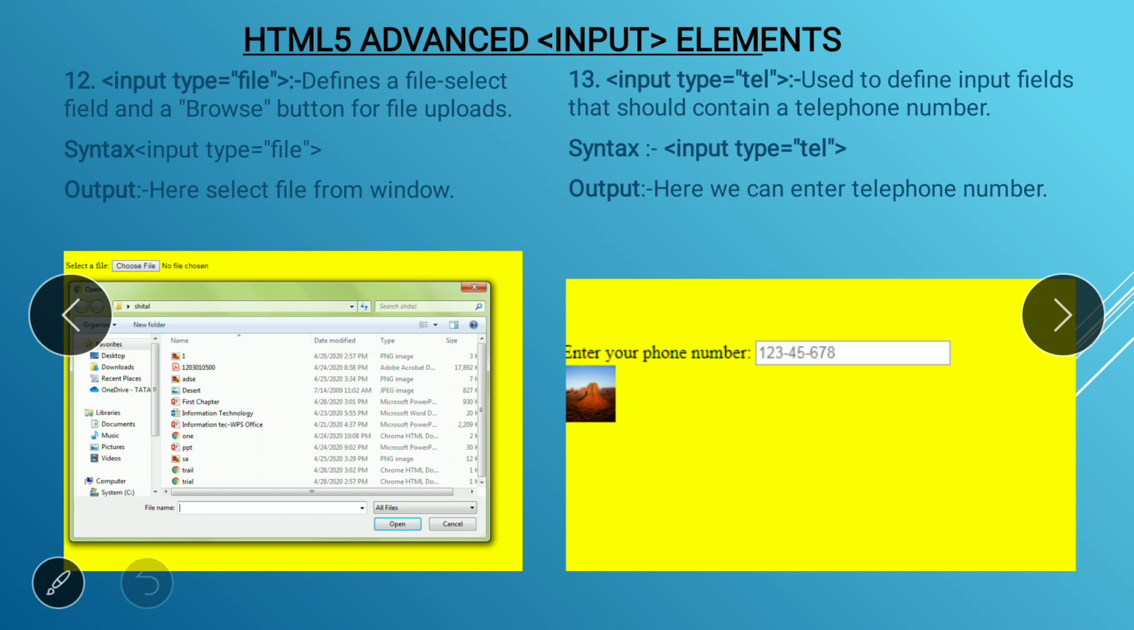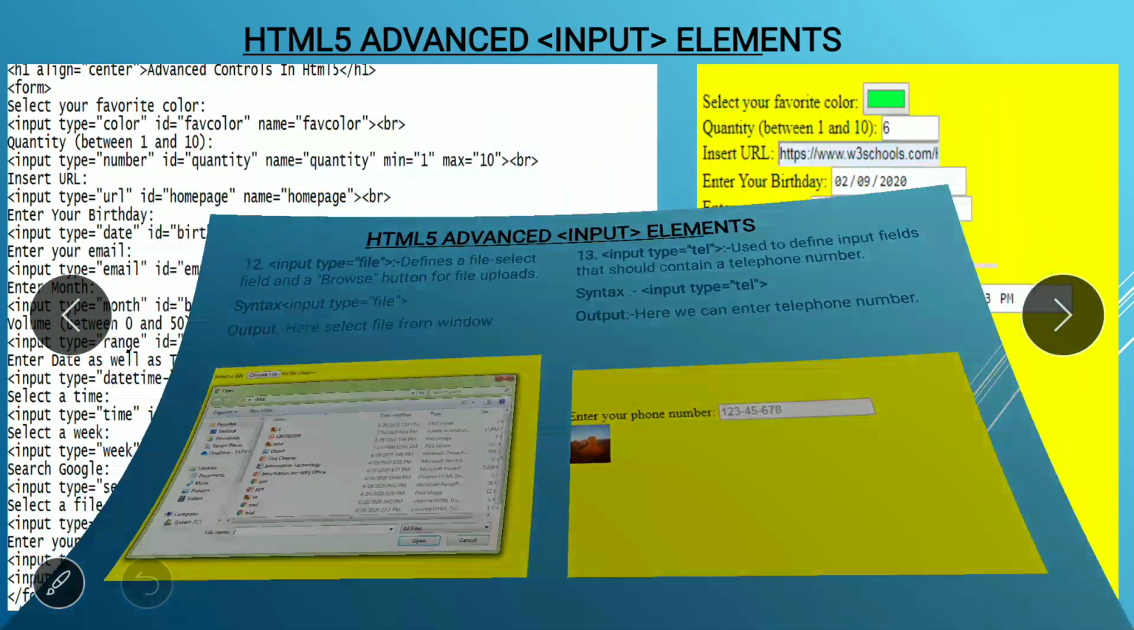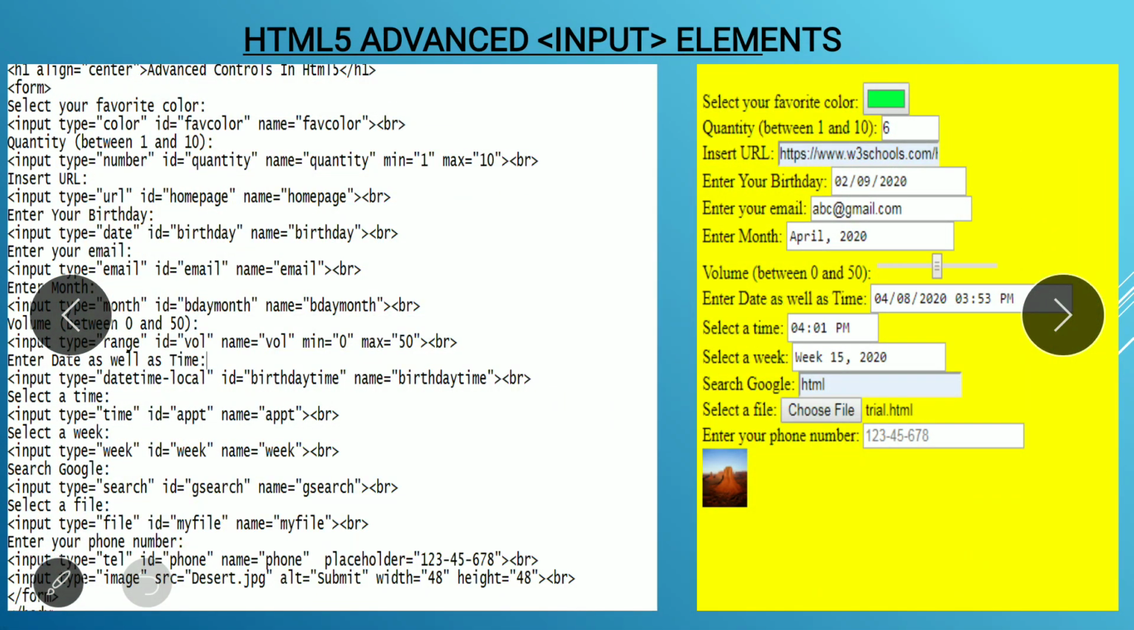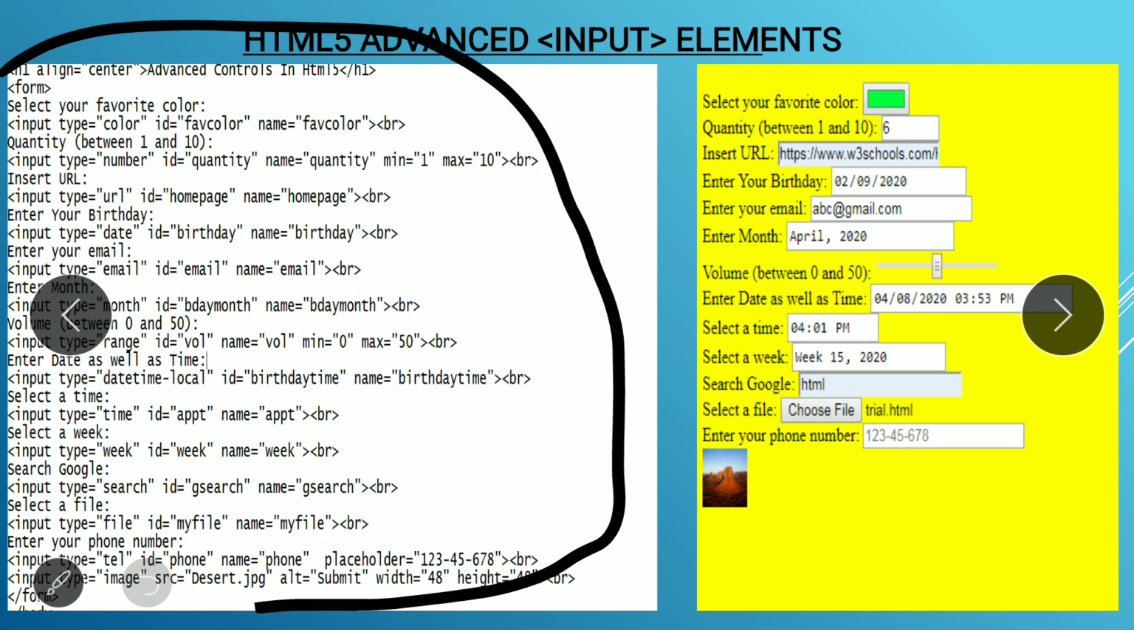The next control is tel, meaning telephone. Here you can enter the phone number, right? Next, this is my program, where I took all the controls that I already taught you. These controls are all included here, and you can see the output of that program.